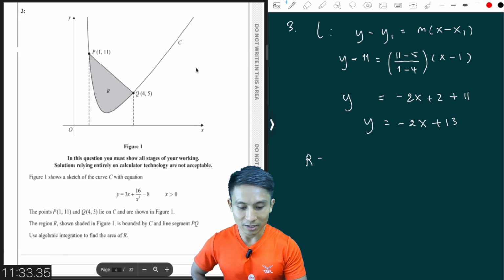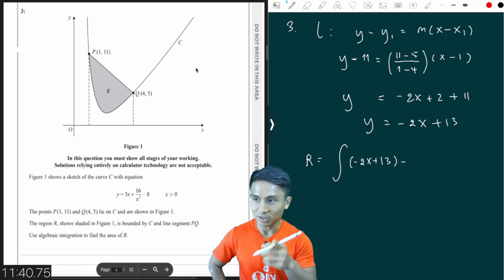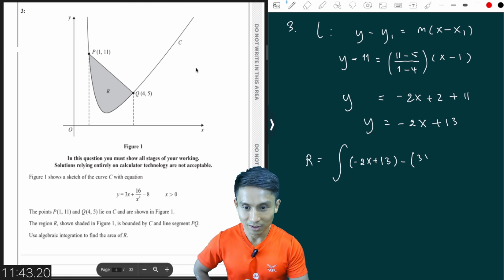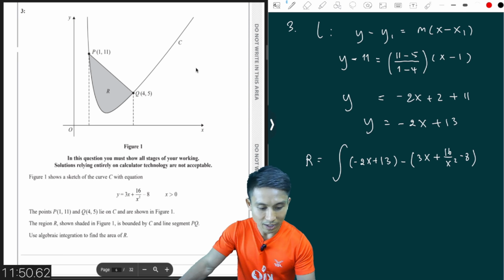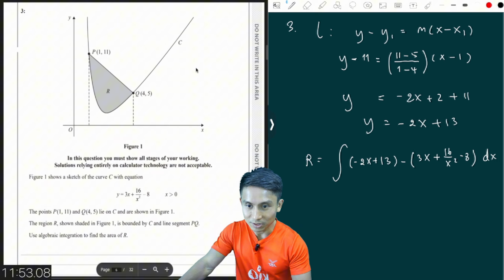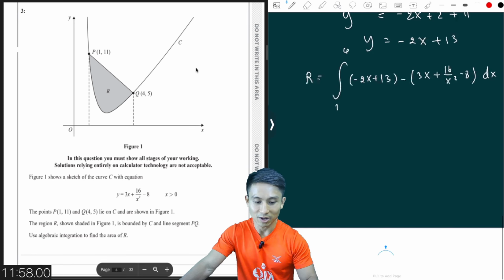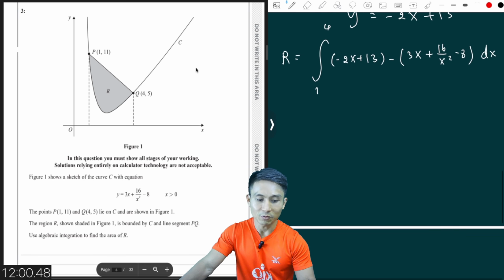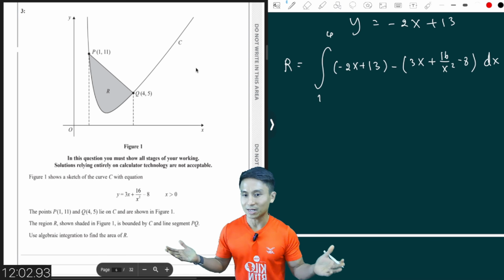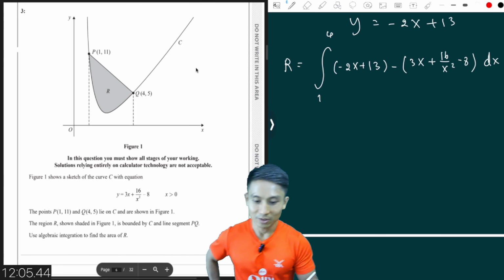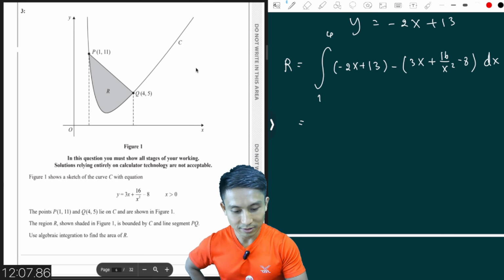So the area R here is the integral of y of the line, which is this, minus y of the curve, which is given there: 3x plus 16 over x squared minus 8. Then we do dx, with limits of 1 to 4, because that's from P to Q, left to right. Then we just find this integral, and that's going to be the answer. That's the plan.